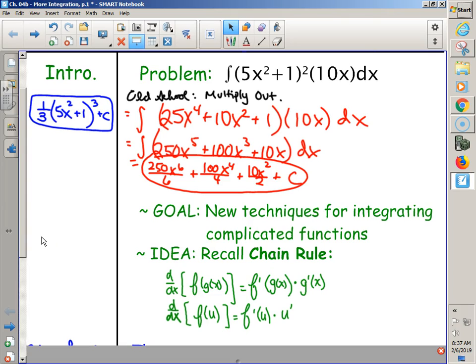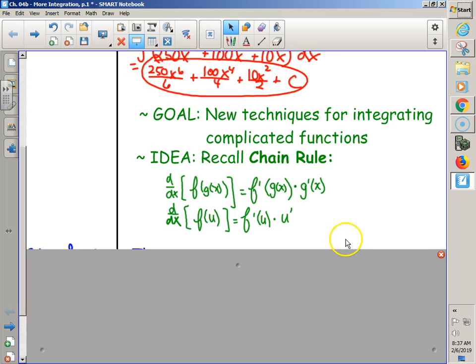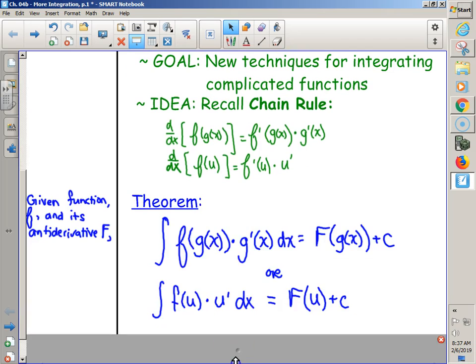We've seen the derivative of f of g of x is f prime of g of x times g prime of x, chain rule. We've seen the derivative of f of u is f prime of u times u prime, chain rule. So can we possibly look at something in an integral and say, I think you came from a chain rule? Yes, indeed, we can.